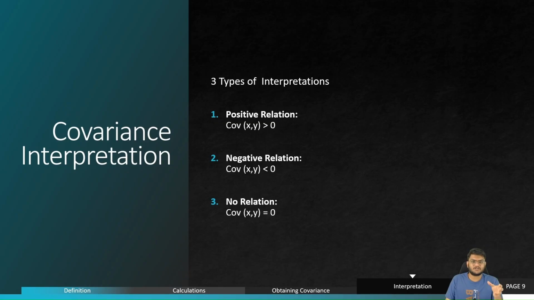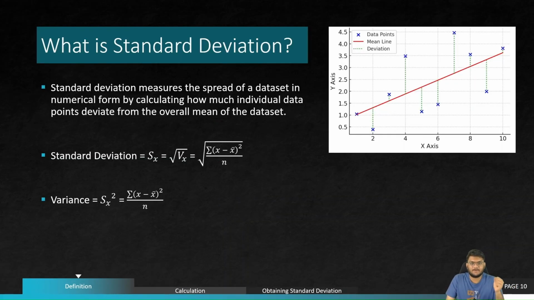We have learned the first part of the correlation formula, that is covariance. Now we will learn the second part of the formula, that is standard deviation. First of all, let's look at this graph and try to understand what it is suggesting. Here, the green dotted line indicates the deviation of each data point from the mean line, but we cannot get a numerical value from it. Thus, to obtain the spread of the data set in numerical form, we obtain standard deviation.